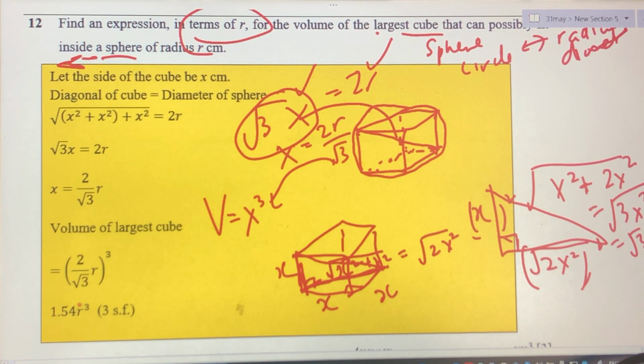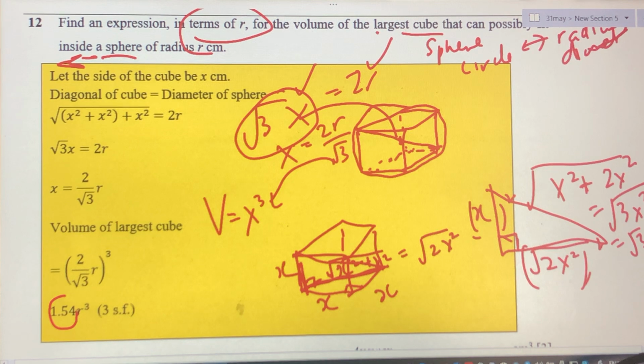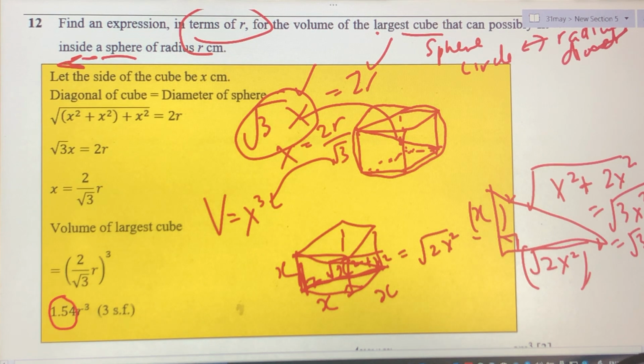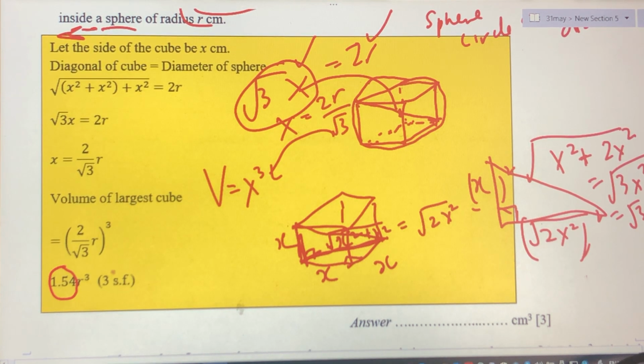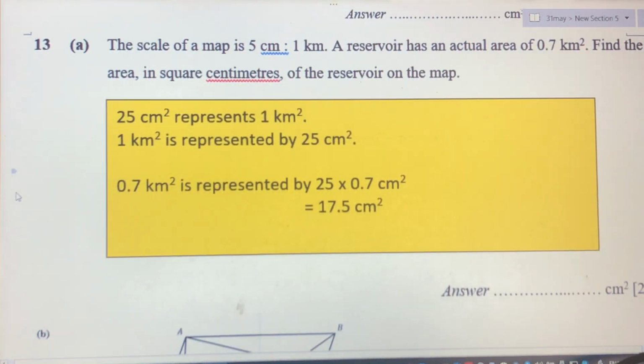Now, again, do not leave surds for E-Maths. Do not leave surds. You leave it in 3SF here because this is considered not exact, but you leave it in 3SF. It's like computing. You calculate, then you get this 1.54. But of course, you must have the r cubed. Alright, now we go to the next one.